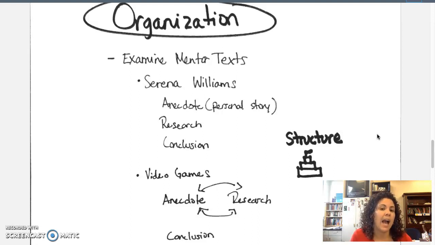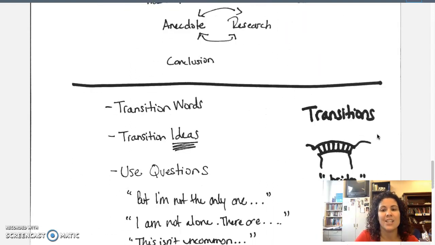Either way is okay. I found the Serena Williams structure to be easier, and so that's how I modeled my writing. But some of you guys are really strong writers, and you might want to challenge yourself to do the second one. Either way, you have to have a very clear organizational structure so that your reader knows where you're going with it. Another part of organization are transitions.